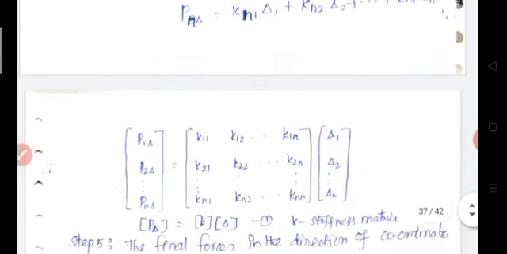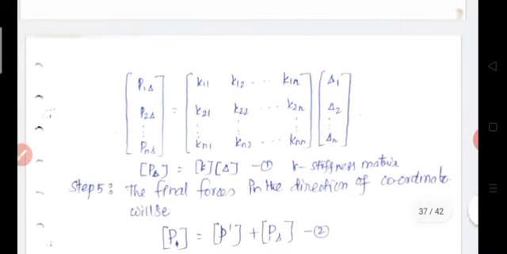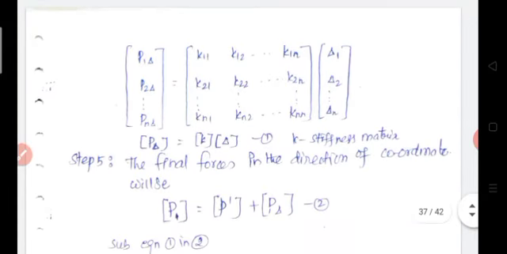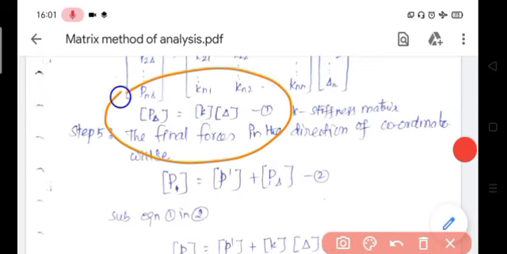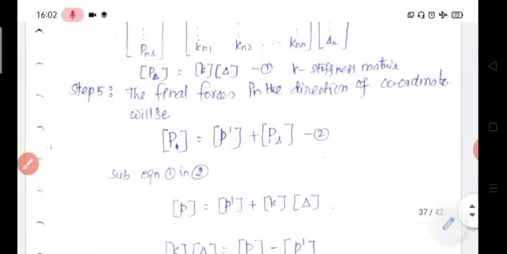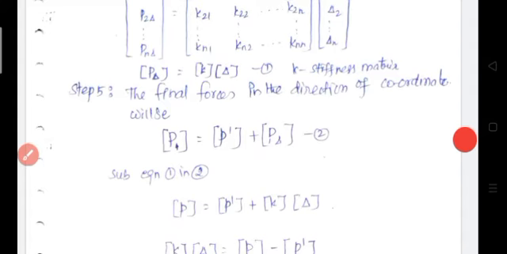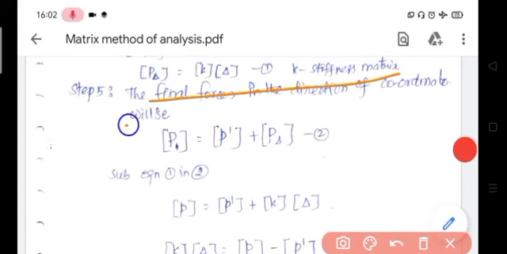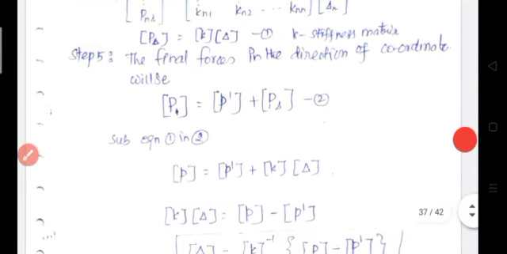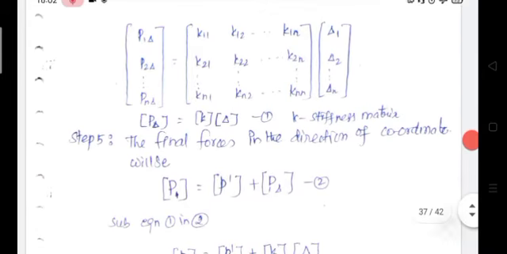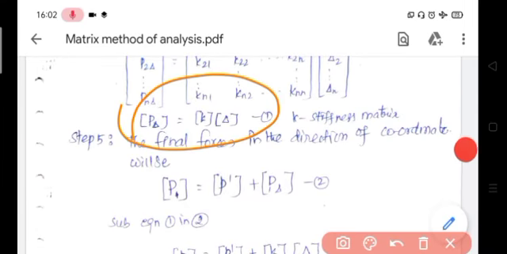plus knn delta n. Finally it can be represented in matrix form: P1 delta, P2 delta up to Pn delta is equal to the stiffness matrix times the displacement. P delta is equal to K into delta. The final forces in the direction of the coordinates will be P is equal to P dash matrix plus P delta matrix. So this is equation 2. Previously, P delta is equal to K into delta is equation 1.